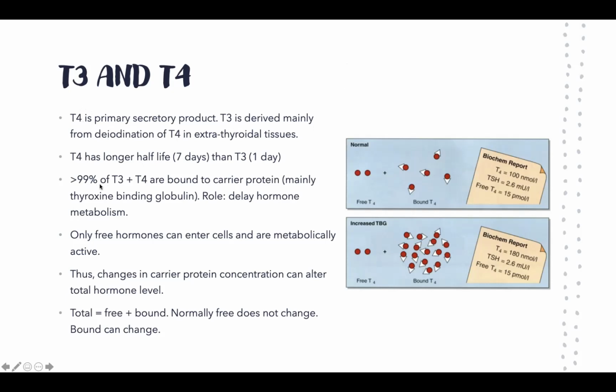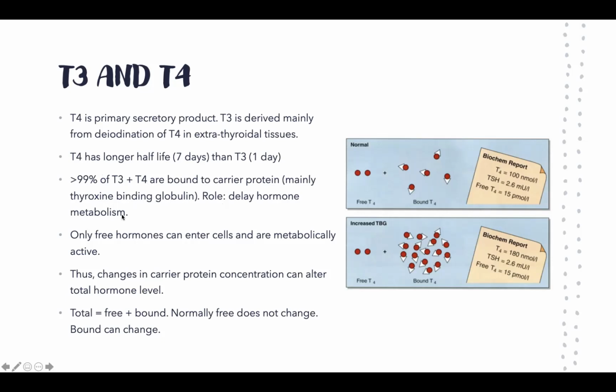More than 99% of our thyroid hormones are going to be bound to a carrier protein. So it's mainly going to be thyroxine binding globulin. Another important one is albumin as well. And why do they bind to the carrier protein? The main role is to delay hormone metabolism. We want them to stay as much in the blood as possible so they can be used for a longer period of time. So these are the bound thyroid hormones.